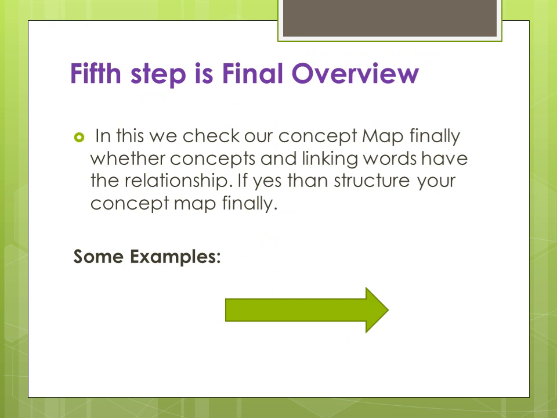Fifth and the last step is the final overview. In this we check our concept map finally, whether concepts and linking words have a relationship. If yes, then structure your concept map. You will check that you have taken the correct words, whether first is connected with second, second with third, third with fourth, whether any relationship is developing or not. So in the last you will definitely overlook your total concept map. I have taken some examples from the internet, you can have a look at that.